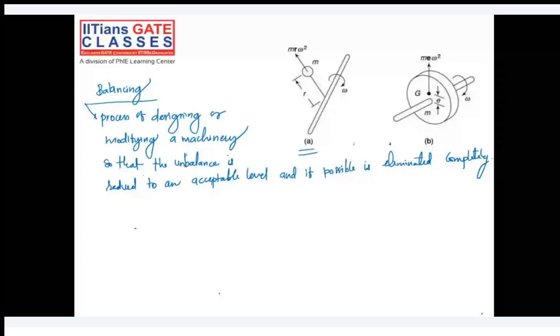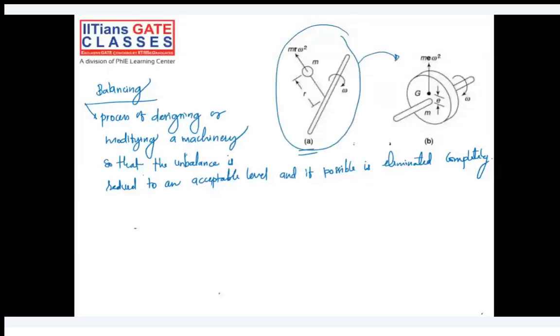So what is happening here? The magnitude of this mr omega square will change whenever we have a different value of omega, right? So now we know this concept. Try to implement this concept in a real-time example.